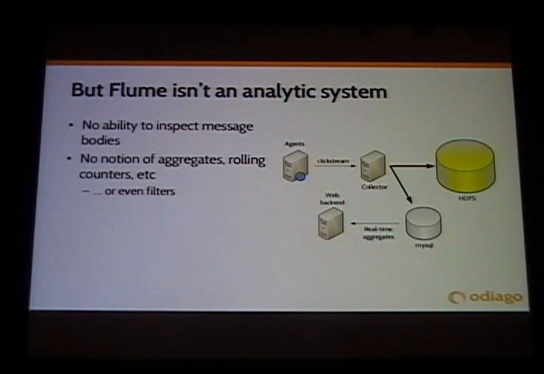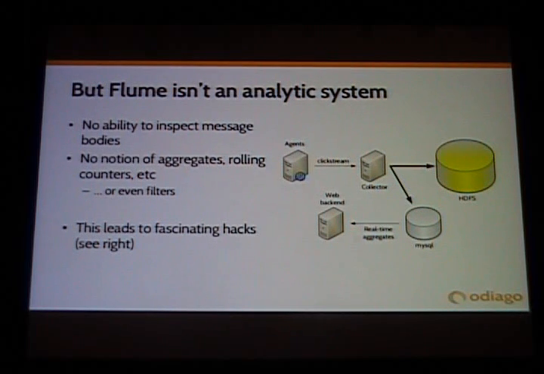There's also no notion of aggregation or rolling counters, or frankly even filters. This leads to all sorts of, shall we say, fascinating hacks around this to recover some sort of real-time analytic capability. At one place that I was talking to the engineers, they've got it so that Flume will send the data both to HDFS and to a system like MySQL.